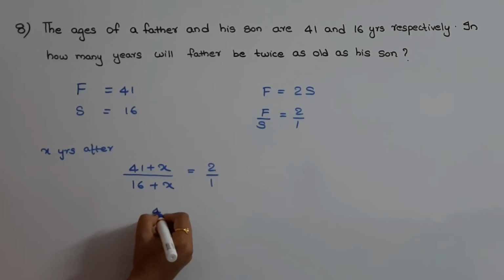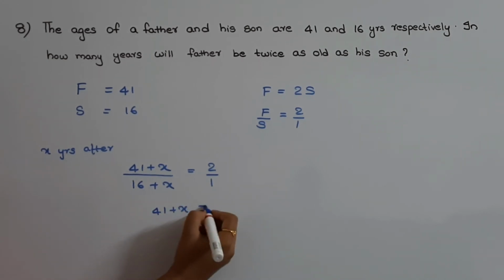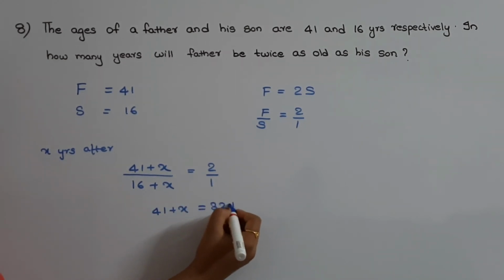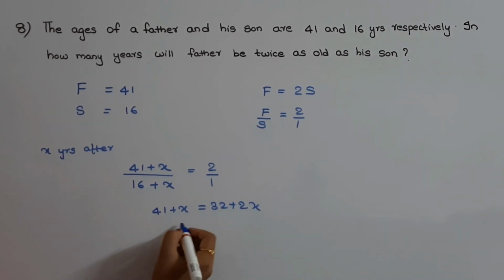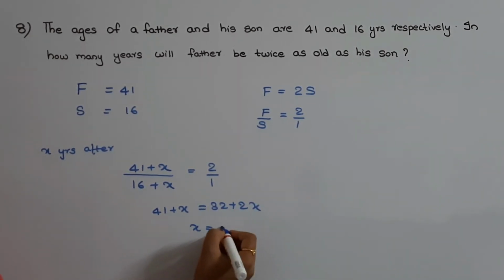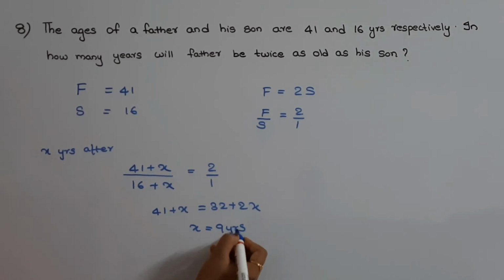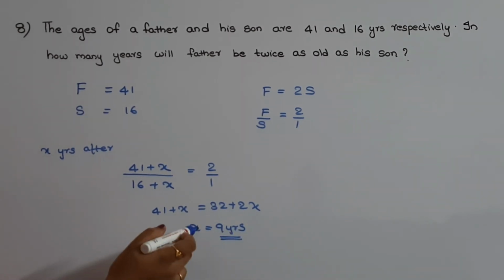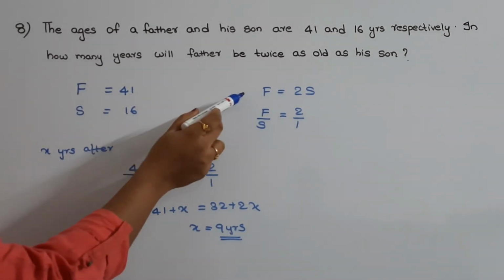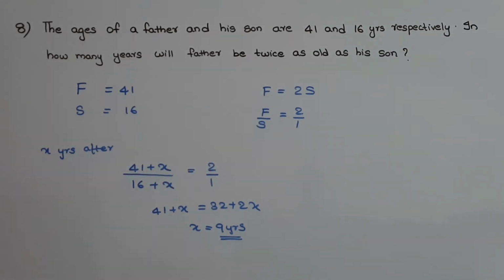So, that is 41 plus X is equal to 32 plus 2X. Okay. So, from this X value will be equal to 9 years. So, 9 years after, the age of the father will be twice as that of the son.